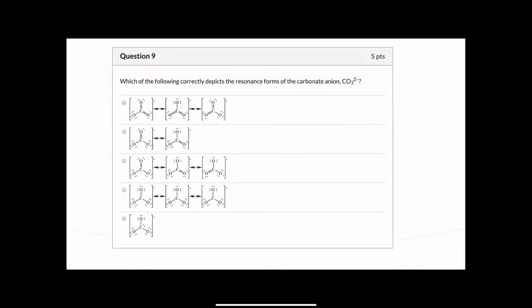Question number 9, which of the following correctly depicts the resonance forms of the carbonate anion? The first thing we could do is draw the Lewis structure for the carbonate anion. If I put in all my lone pairs, the 2 oxygens on the bottom both have negative charges. The carbon and the oxygen with the double bond both have 0 formal charge. I'll leave those out for now.